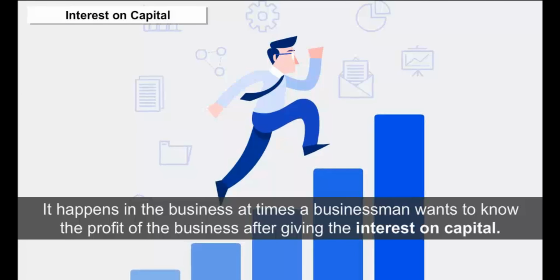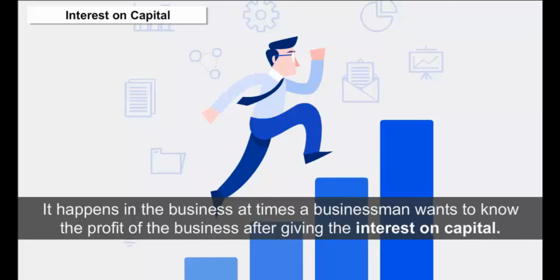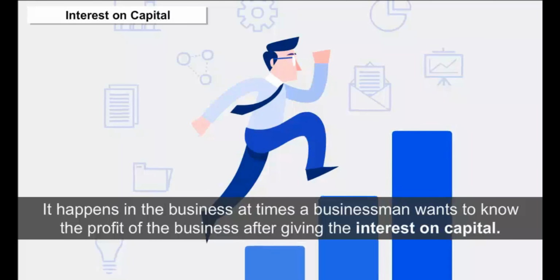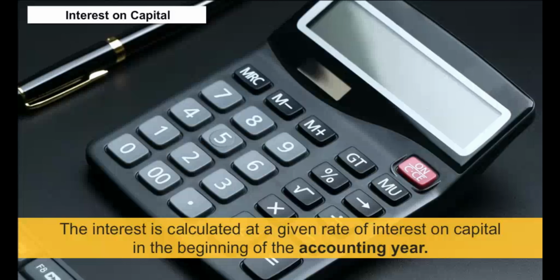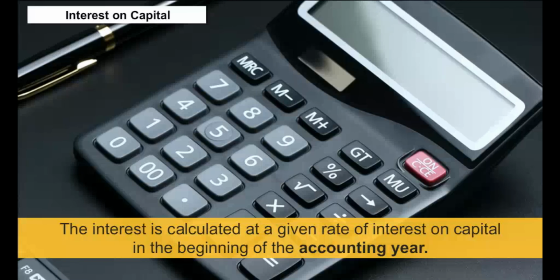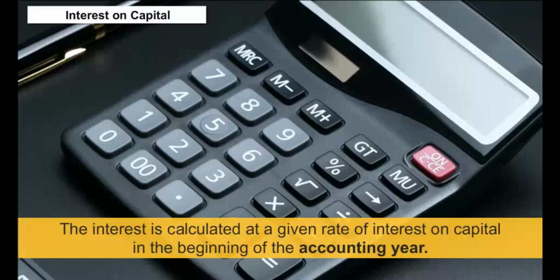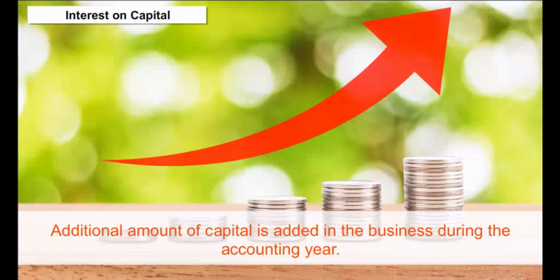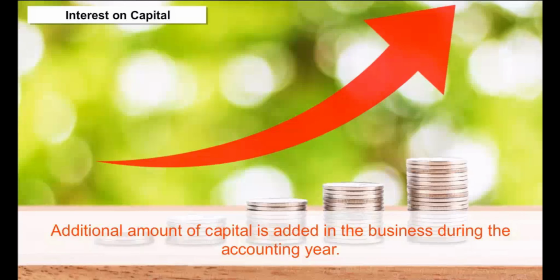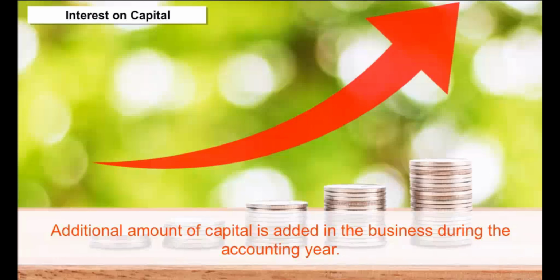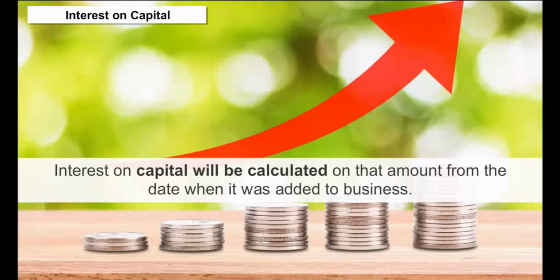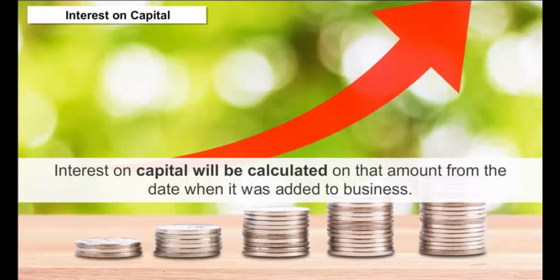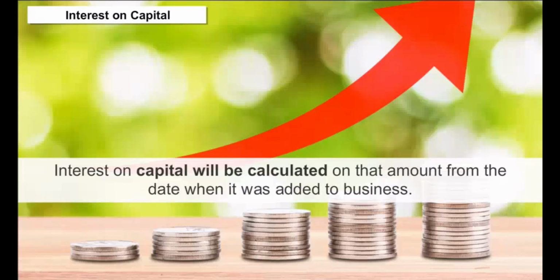It happens in the business at times that a businessman wants to know the profit of the business after giving the interest on capital. The interest is calculated at a given rate of interest on capital in the beginning of the accounting year. If suppose an additional amount of capital is added in the business during the accounting year, then the interest on capital will be calculated on that amount from the date when it was added to the business.